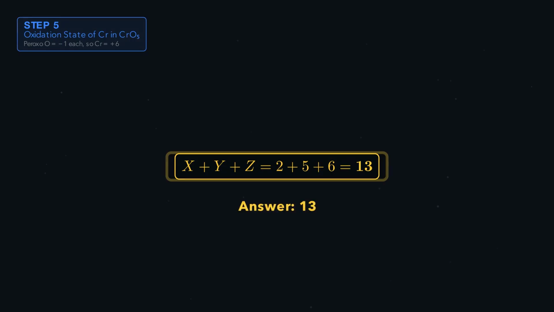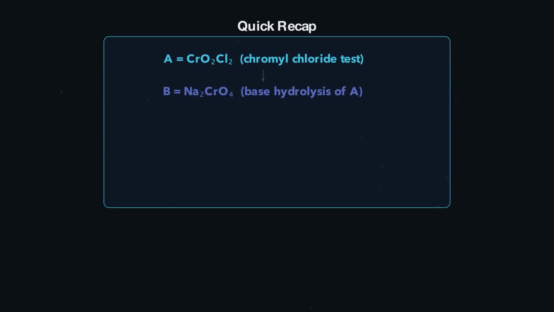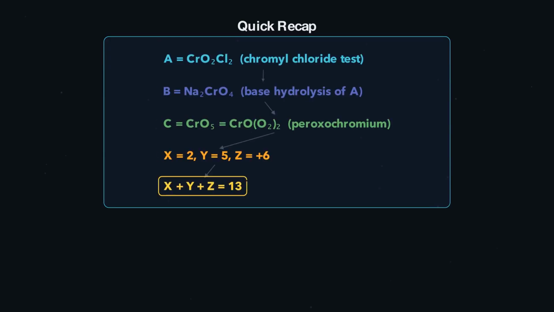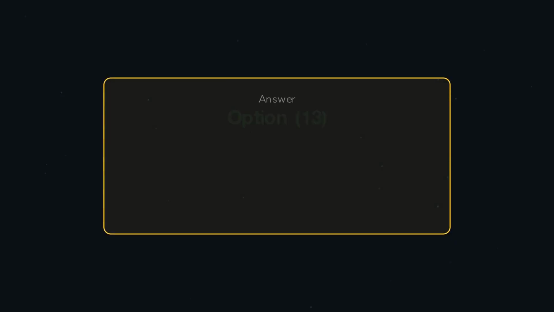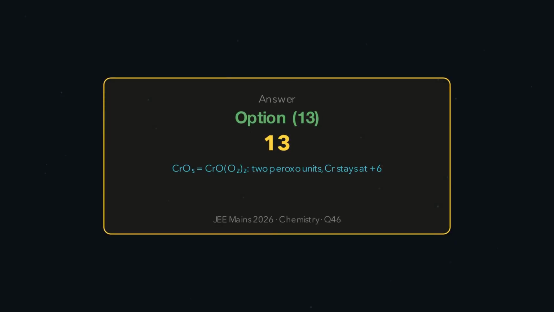Finally, the oxidation state of chromium. In a peroxo group, each oxygen sits at -1, not -2. So the 2 peroxo groups together contribute -4, and the terminal oxygen contributes -2. Since CrO5 is neutral, chromium must be +6, Z equals 6, so X plus Y plus Z equals 2 plus 5 plus 6, which gives us 13. That's the final integer answer for this question.